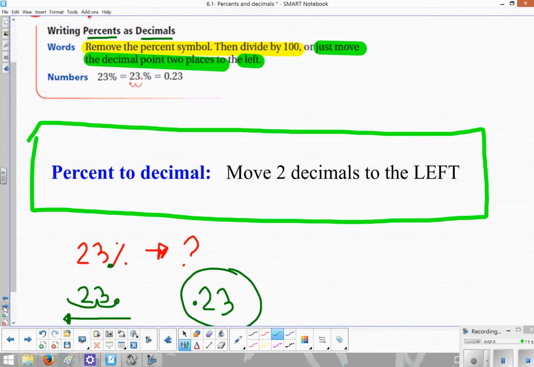Okay, let's go ahead and do some more examples. If this is too fast for you and you still need more time to copy this page, go ahead and pause the video and continue when you're ready. Again, you only need to copy this green box and the example below.